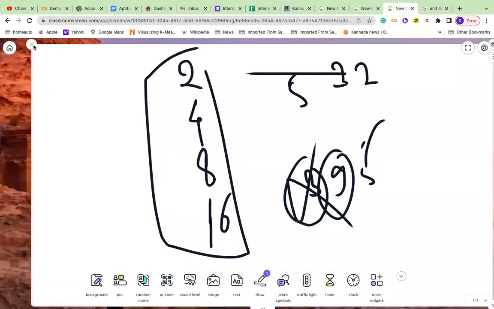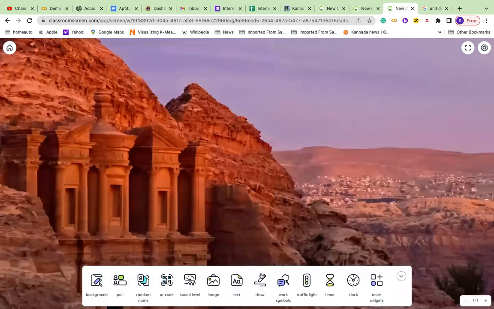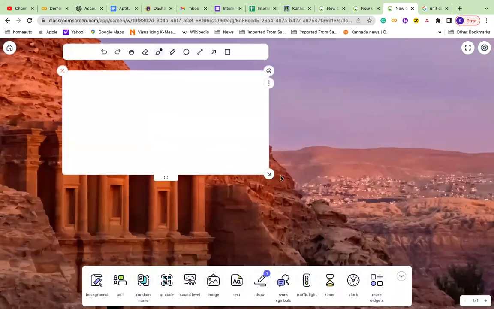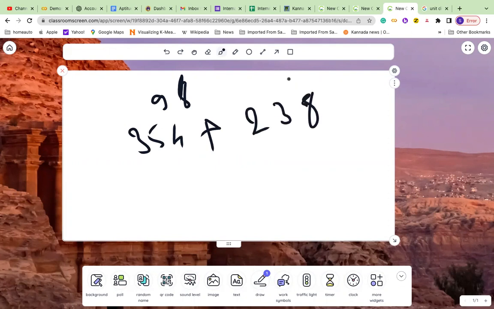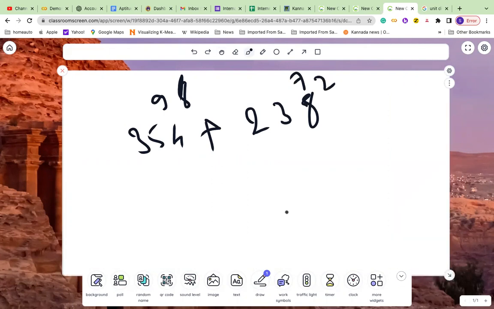Now sometimes they will give something like 374 to the power of 98 plus 238 to the power of 72, and they will ask what is the unit digit of the result. Unit digit of the result.